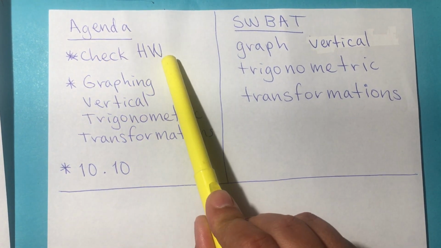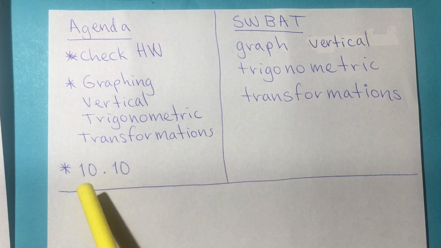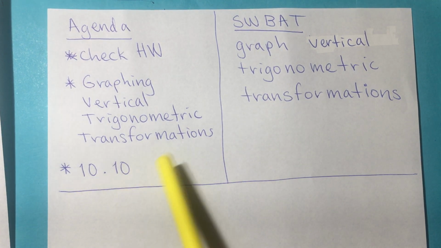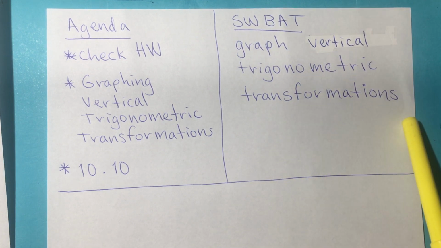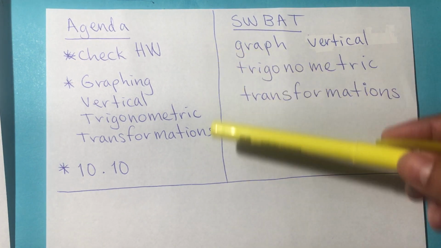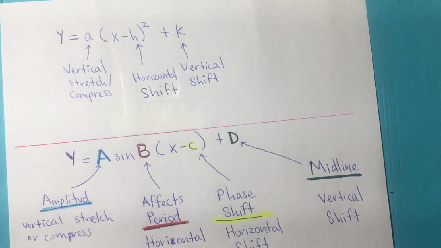Students, today's agenda is to check homework. We'll be graphing vertical trigonometric transformations, and you will be able to work on 10.10. Today, students will be able to graph vertical trigonometric transformations, and vertical just means up and down. Before we start, I want to show you a guideline.